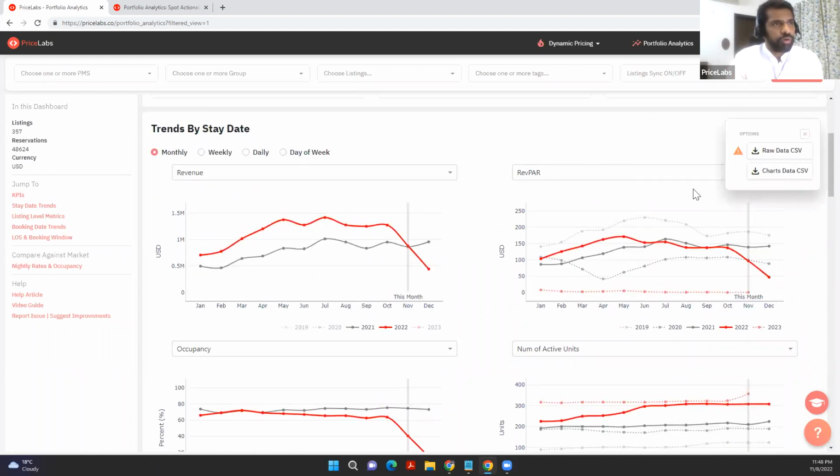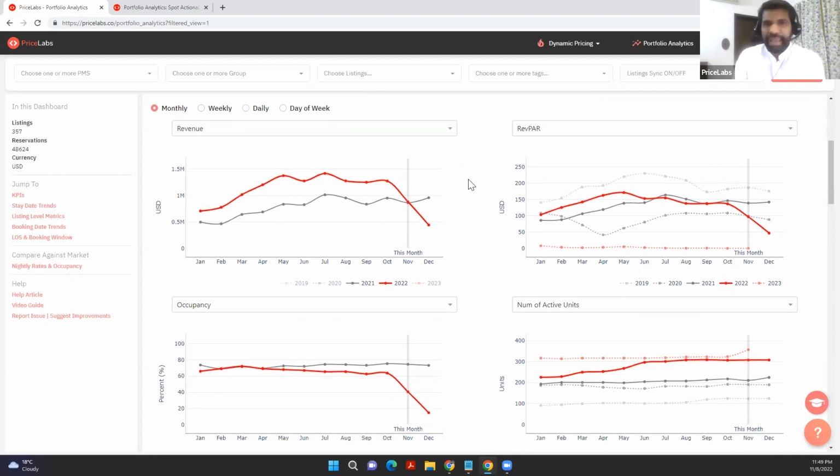And if you wanted to download any of this data, you can download it as charts or just the raw data by clicking here. So you can download the CSV or download the charts CSV.